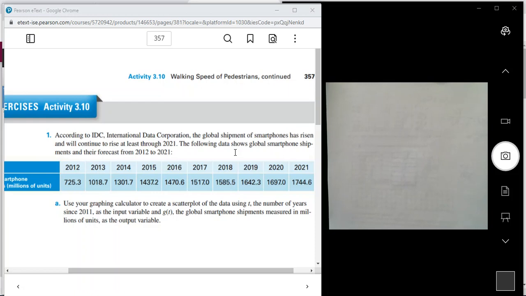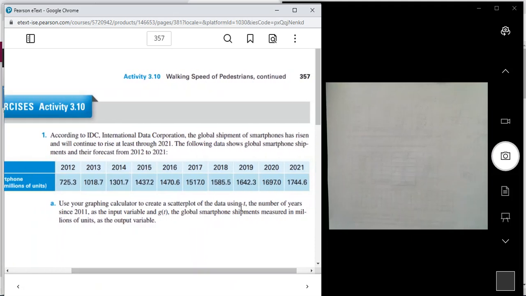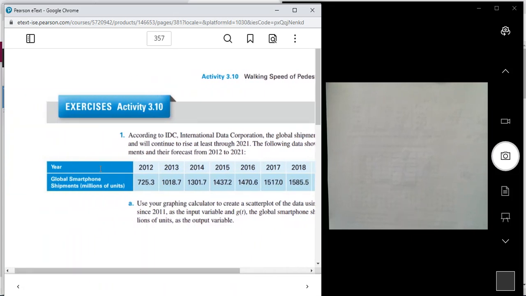Okay, A. It says use your graphing calculator to create a scatter plot of the data using T, the number of years since 2011, as the input value, and G of T, the global smartphone shipments measured in millions of units, as the output value. Okay, so basically what it's saying here is T actually is our X value and G of T is really our Y value. So it's telling us here that X would be the years since 2011 and then Y would be the global smartphone shipment in millions of units.